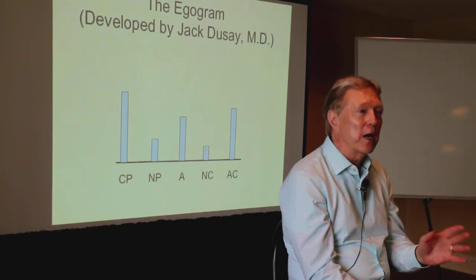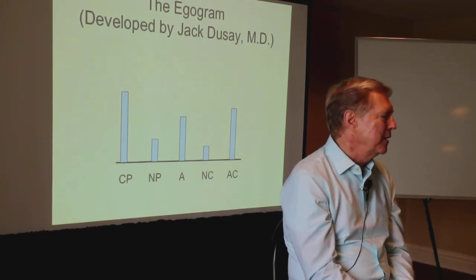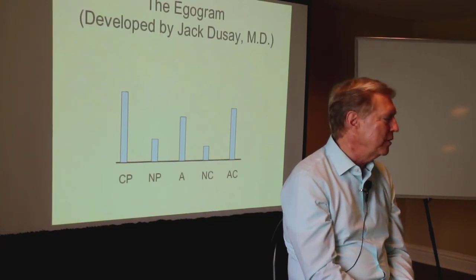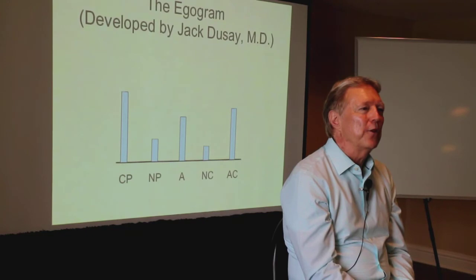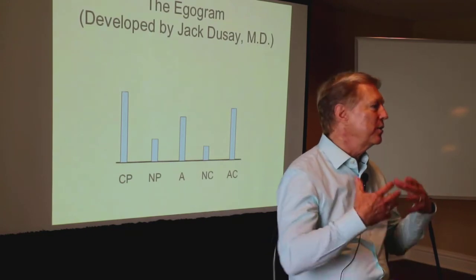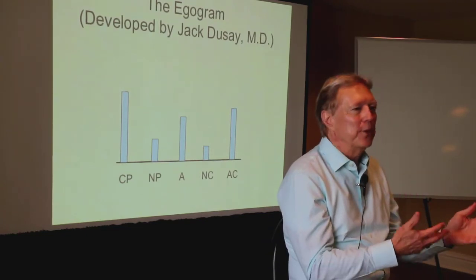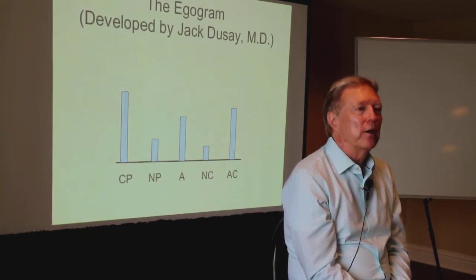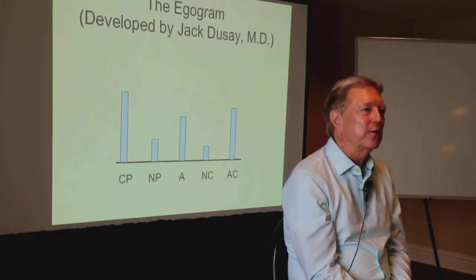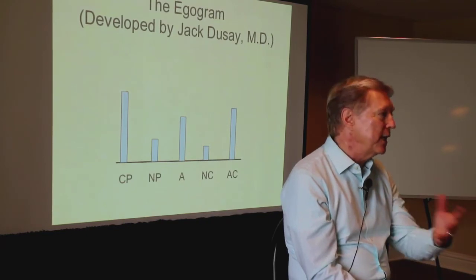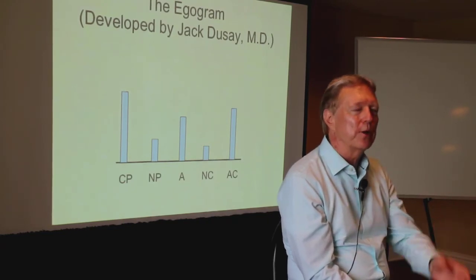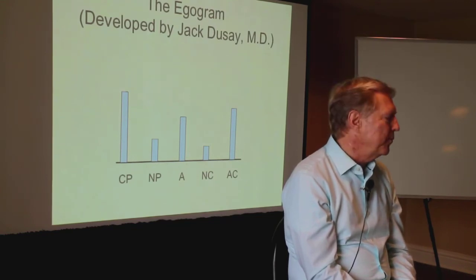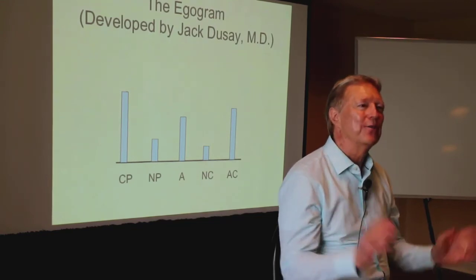But it's helpful to have a moderate amount of controlling parent. You also need a moderate amount of adult, a fair amount of natural child, so the person knows how to play and enjoy themselves, and a moderate amount of adapted child in terms of being able to take turns and share and be cooperative and things like that. Ideally, you want the middle three higher than the two ends.